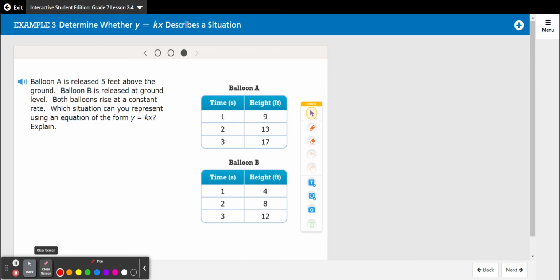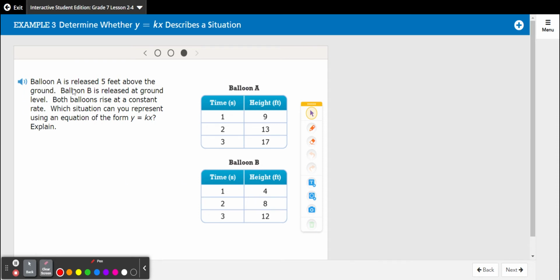Hello, everybody. Today we're going to look at example number 3. And again, this is in lesson 2-4. Lesson 3 is asking us to look at the equation y equals kx and determine which of these situations, balloon A or balloon B, we can use it for.